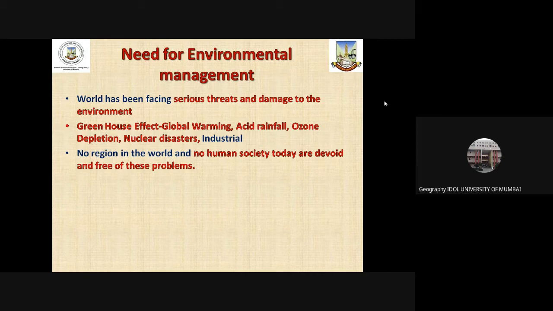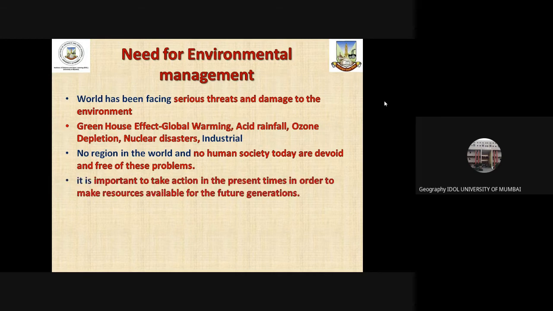And therefore none is free from these problems. Everyone on this planet is suffering from the environmental problems caused by various economic activities. It is a dire need for taking action in order to make the resources available for future generations, and also to ensure a sustainable or healthy environment for generations to come.